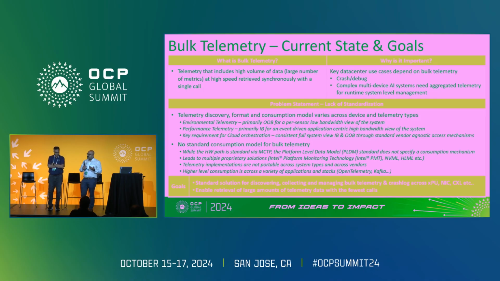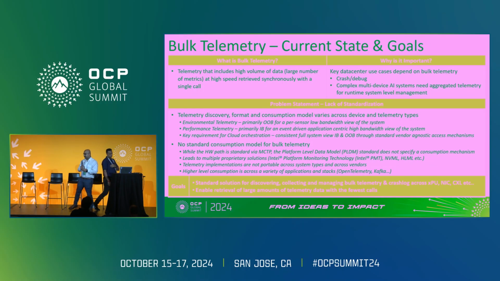So today there's no standard consumption model for this bulk telemetry. The hardware path we've talked about, MCTP and PLDM becoming standards across the industry, definitely helps build the foundation for where this needs to go. But extracting the data off the device itself and then analyzing it tends to have proprietary solutions from various companies.